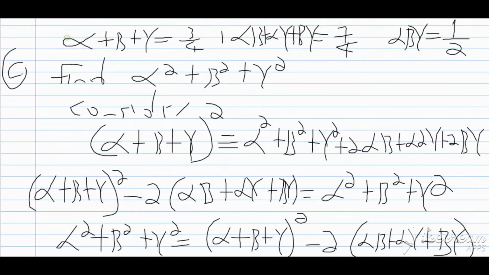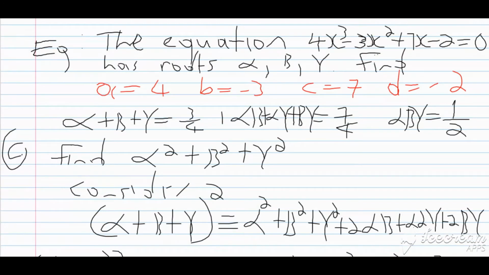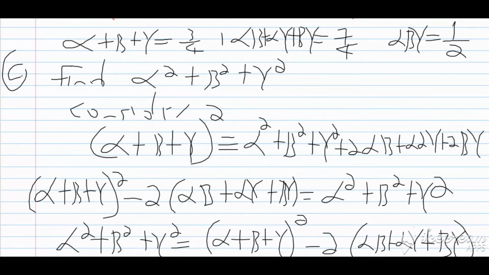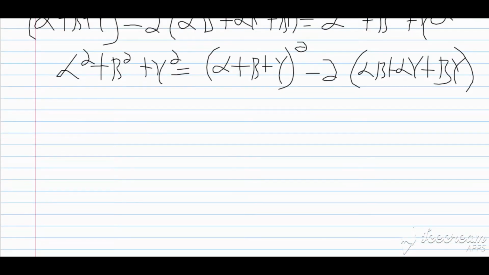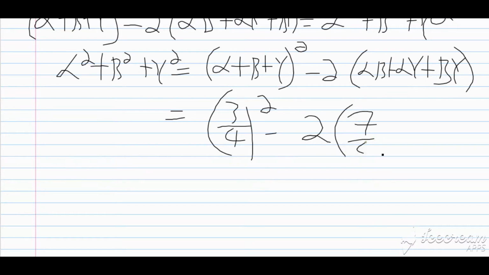So let's go back up here. We had found these already. Alpha plus beta plus gamma was 3 over 4, the pairwise was 7 over 4, and the product was a half. So this is going to give me 3 over 4 all squared minus 2 times 7 over 4, and all of this we're going to break down to give me negative 47 over 16.